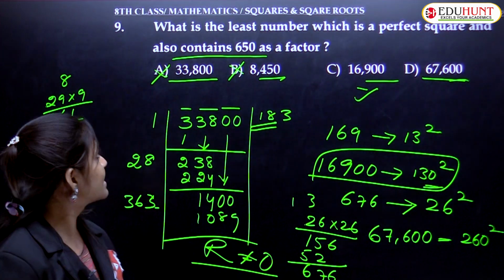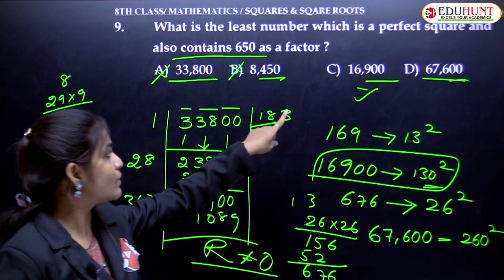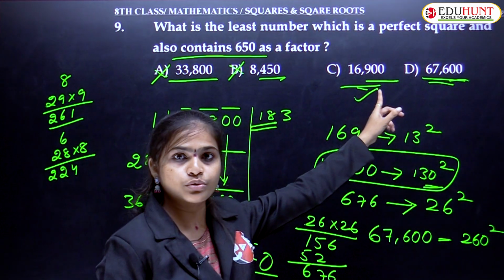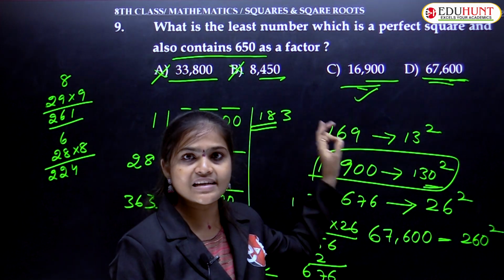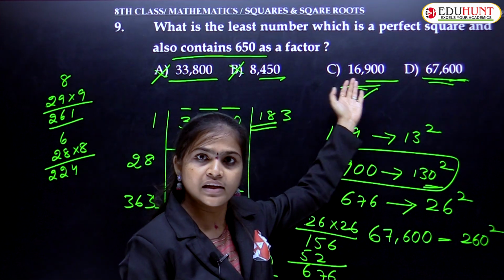Now what they are asking here is the least number which is a perfect square. Here two numbers are perfect squares. Out of these two, we need to find the least number. The least perfect square means which one is smaller than the other. This one only, no?